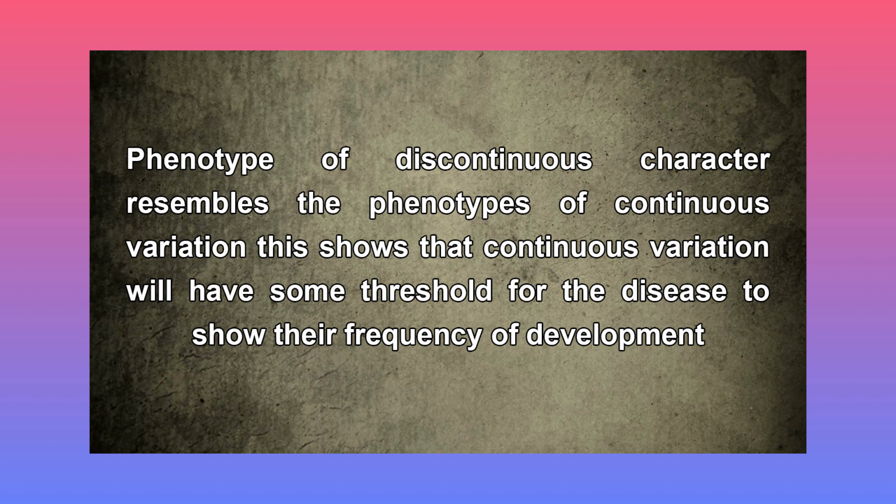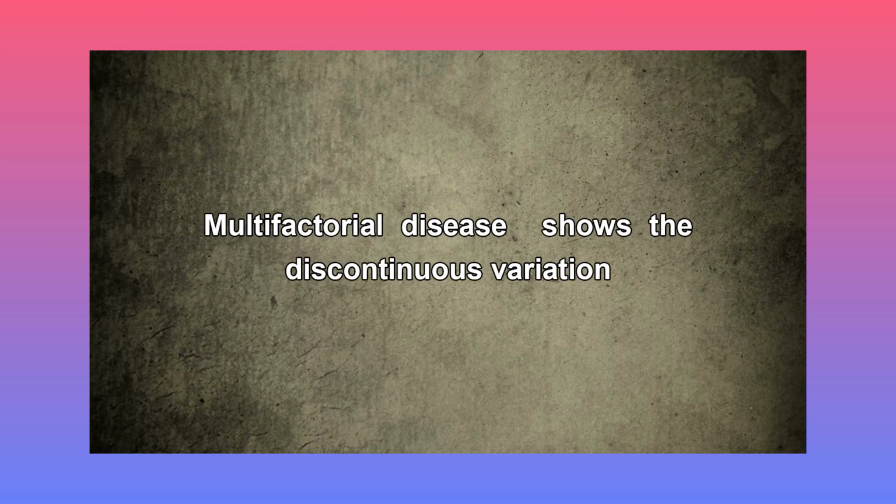In some cases, the phenotype of discontinuous characters resembles the phenotypes of continuous variation. This shows that continuous variation will have some threshold for the disease to show its frequency of development. The disease can occur and develop in a state of the higher limit. If the variation is limited and does not reach a threshold point, then the disease will not develop. They will be in a discontinuous condition. The multifactorial disease will show the discontinuous variation.